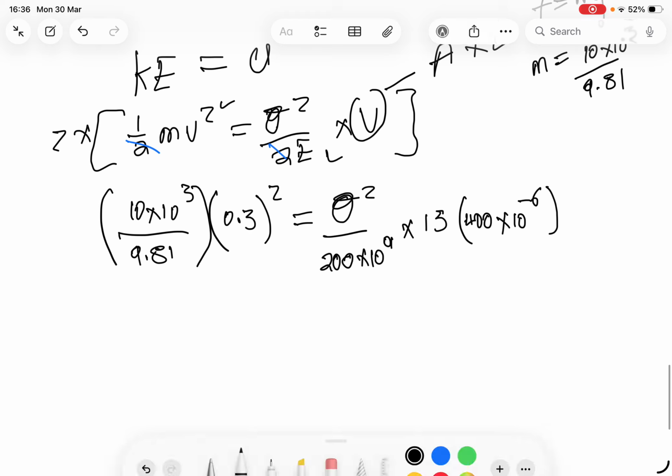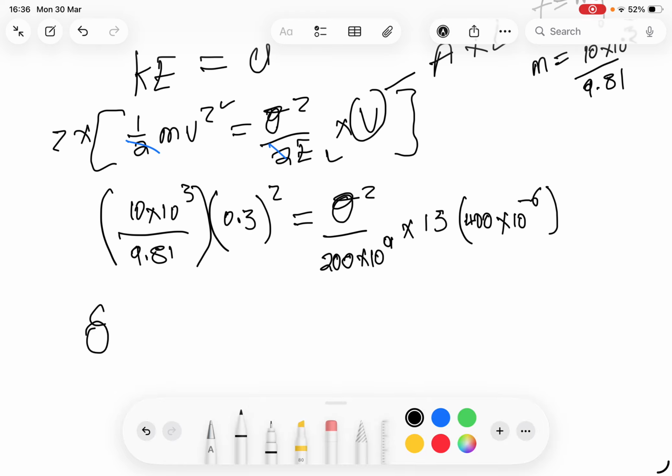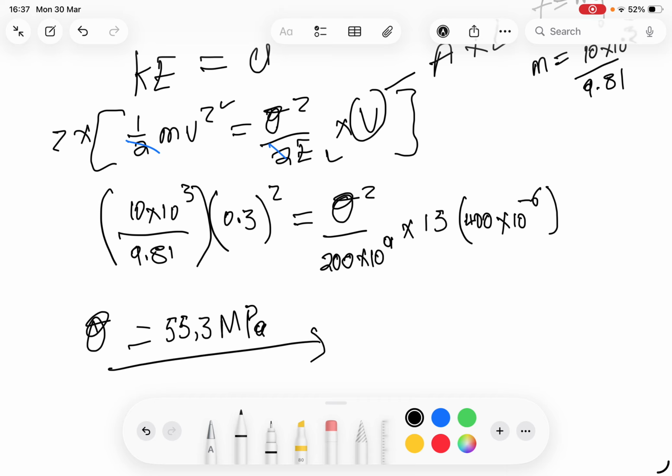Then I punch my stress into the calculator. You will get positive and negative, but we focus on the positive. My answer is 5.3 megapascals. This is my stress. A quick review.